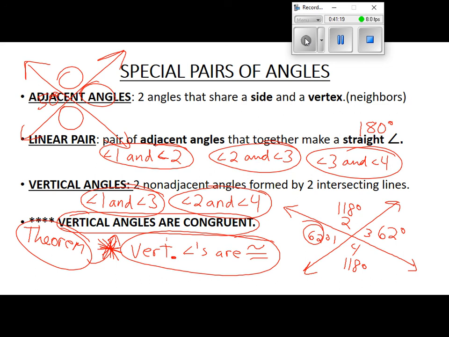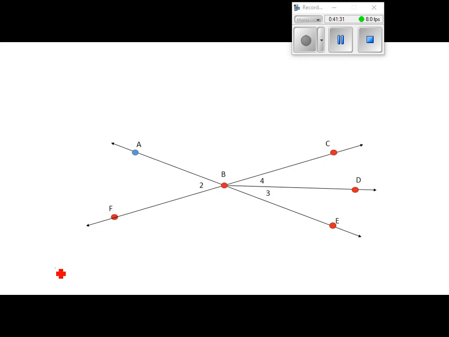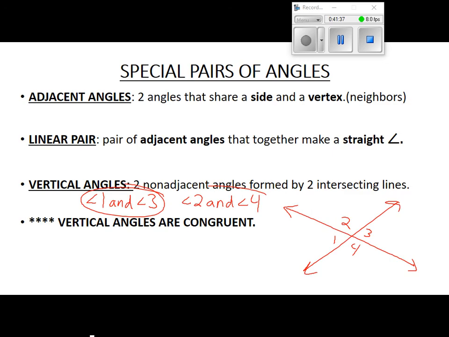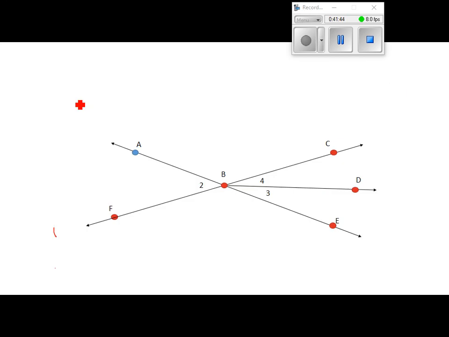Vertical angles are congruent. Linear pairs, what do we know about a linear pair again? They add up to 180. 180, very good. Is this on your guys' paper or not? No, it's not on there? No, there's not. Name me a linear pair. Let's do that first.